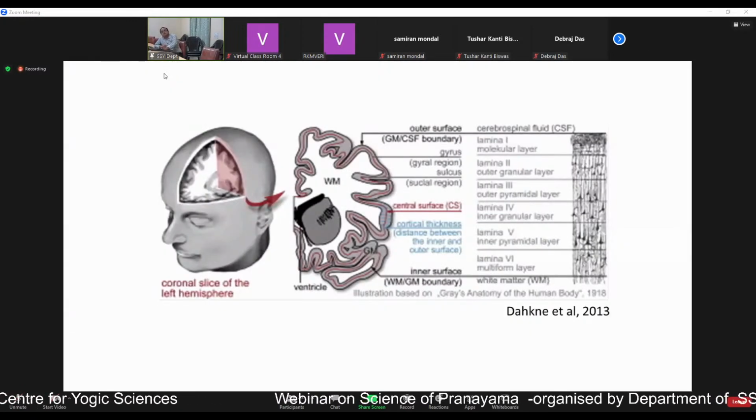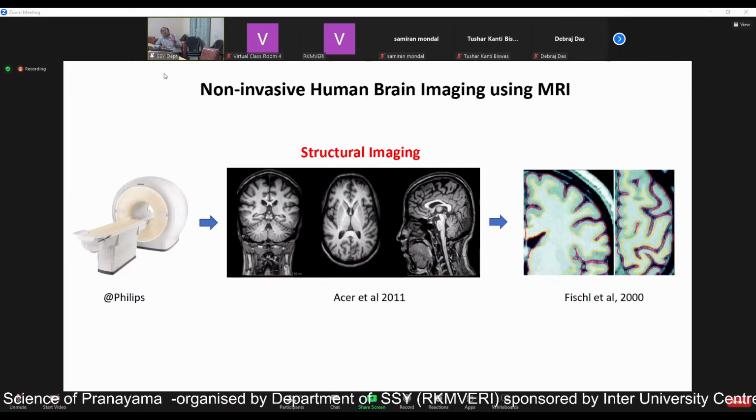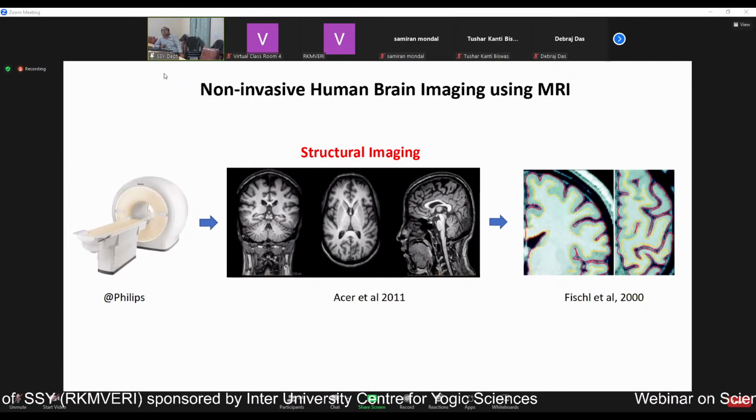What happens when we study the effect of disease, or the effect of practice or training? We can study how the volume, surface area, or thickness of the regions changes. That gives us a basic idea of how the process is working on the brain. On the right-hand side, you can see a zoomed version of this MRI image, where if you look carefully, you will see one yellow line and another red line. The distance between these two lines determines the thickness of gray matter. The region contained between these two lines is the gray matter.